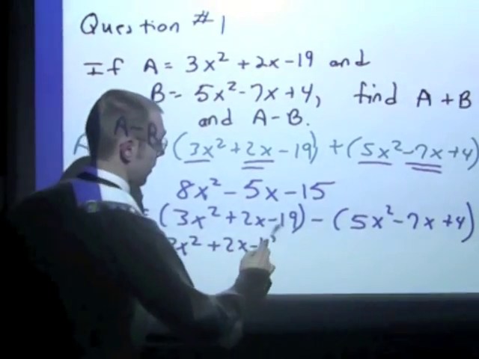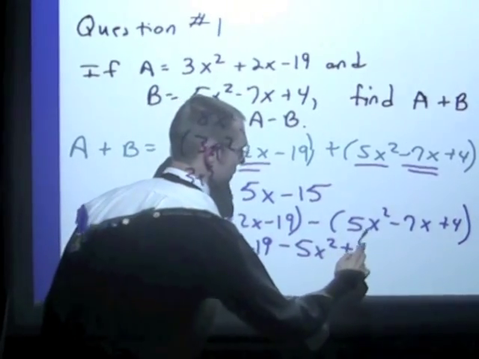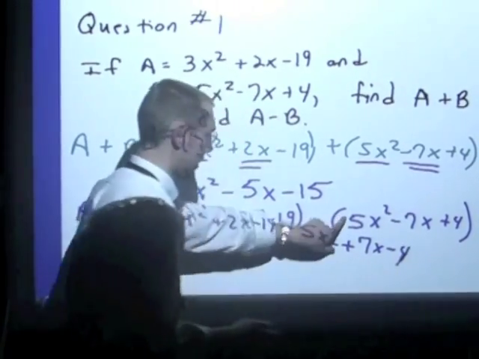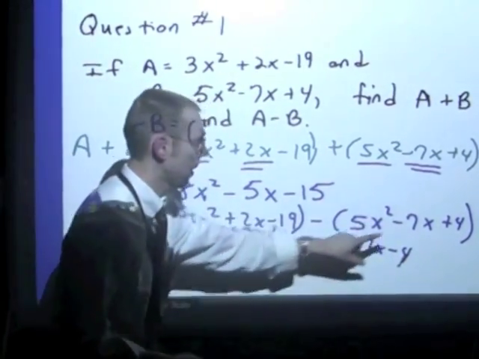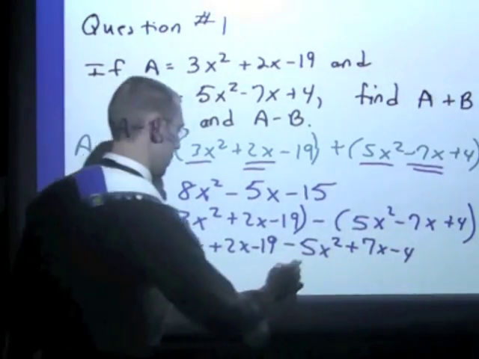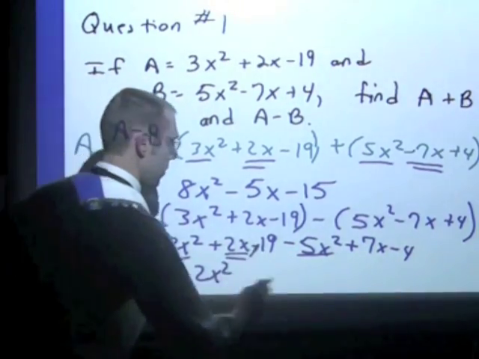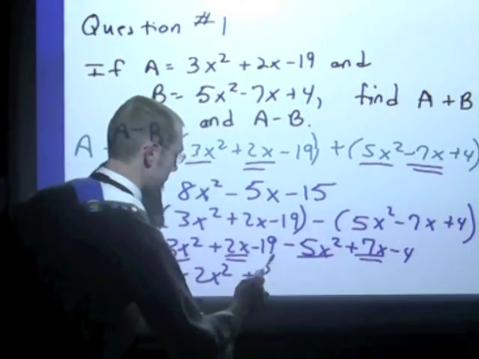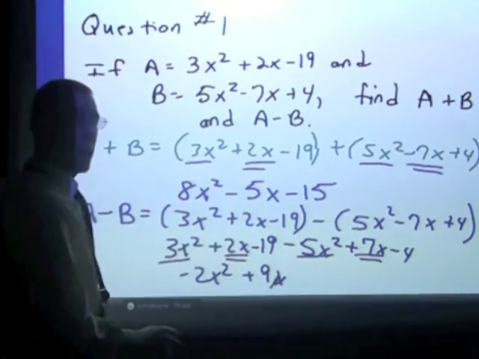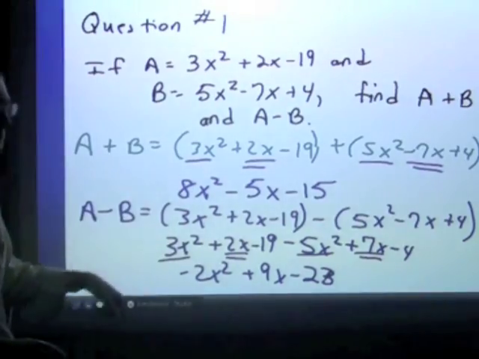3x squared plus 2x minus 19 is going to be minus 5x squared plus 7x minus 4. This sign changed to negative, that sign changed to positive, this one changed to negative. All right, like terms. 3x squared minus 5x squared, that's negative 2x squared. 2x plus 7x is 9x. And negative 19 minus 4 is negative 23. So those are your two solutions to your example problem.